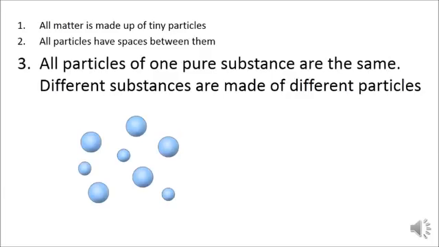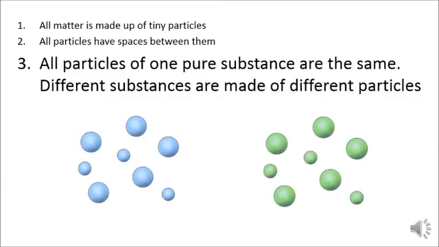Point number 3, all particles of one pure substance are the same. Different substances are made of different particles. So if we've got 2 substances here, they're both pure substances. They're all made of the same type of particle. But since they're different types of substances, they have different types of particles making them up. One, in this case, is green and one is blue.